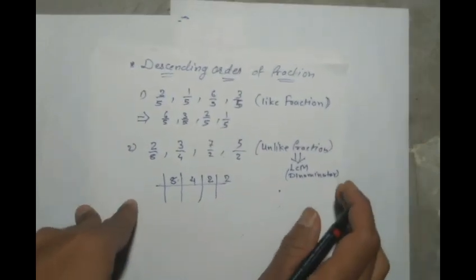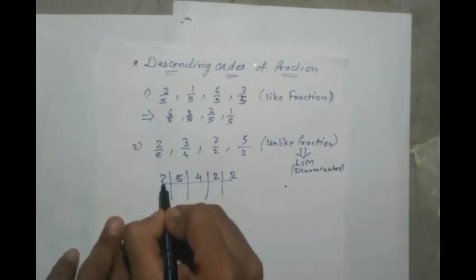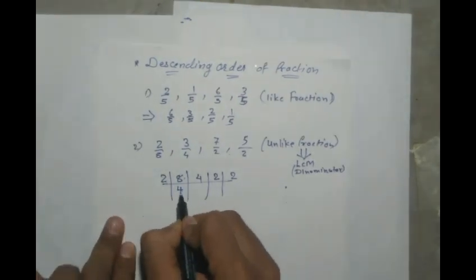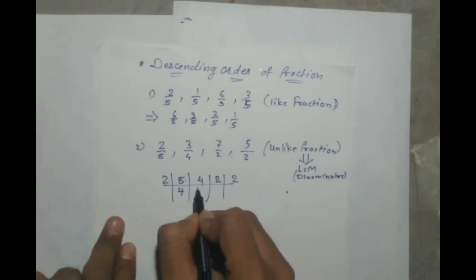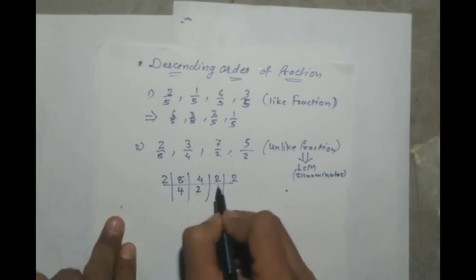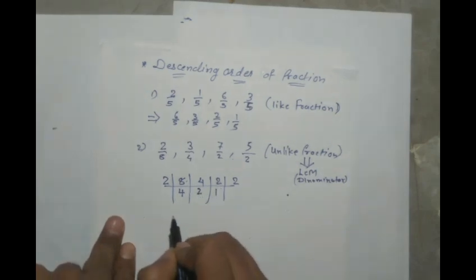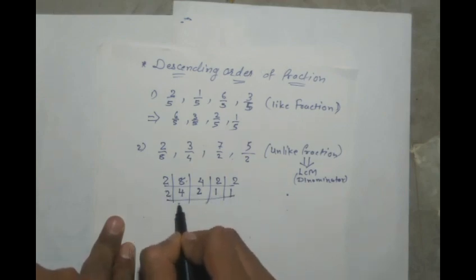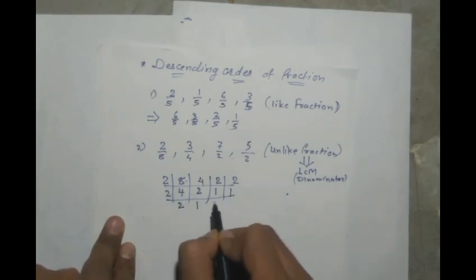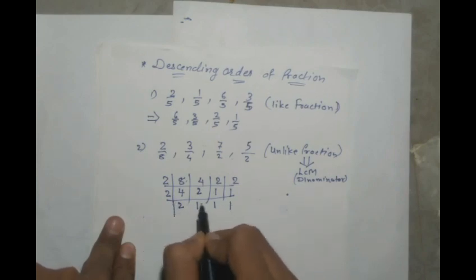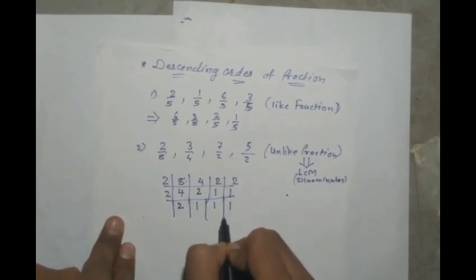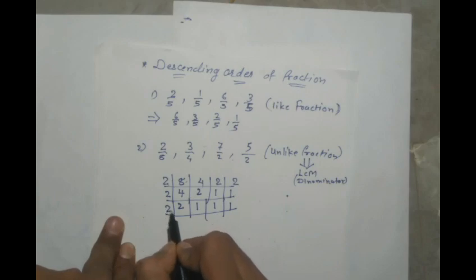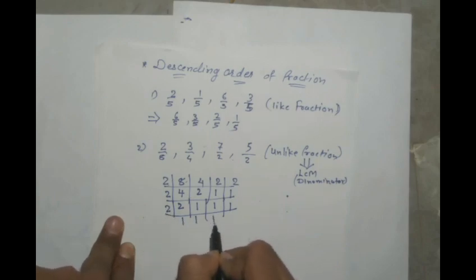Now in the 8 table, 4 2s are 8. In the 4 table, 2 2s are 4. In the 2 table, 2 1s are 2, 2 1s are 2, again 2 2s are 4, 2 1s are 2, 1 as it is. Now only 2 remains, so we will take 2 again, 2 1s are 2, 1 1 1.